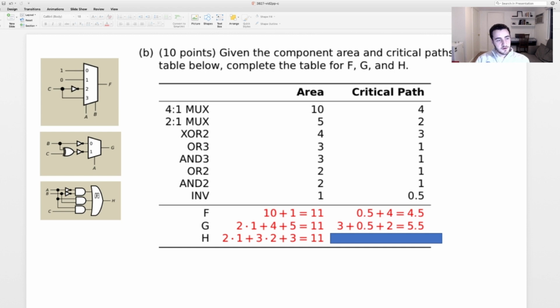And then for H, the longest path you can take is going through an inverter, then a 2-input AND gate, and then a 3-input OR gate. So going through an inverter is 0.5, through a 2-input AND gate is 1, so 1.5, and then through the 3-input OR gate is 1, so we get 2.5. Again, the areas and the critical paths are not necessarily correlated.